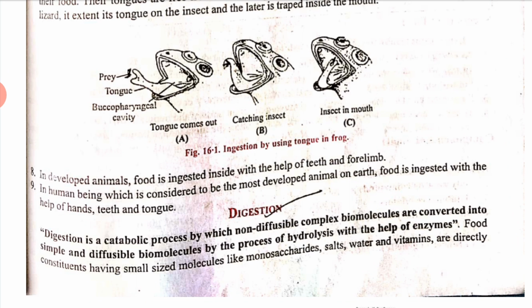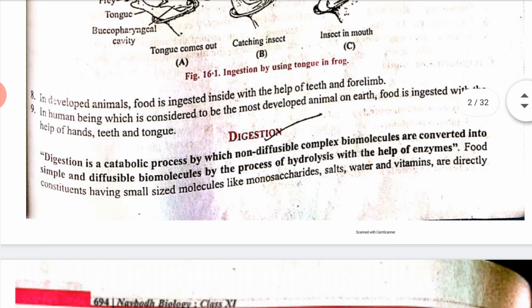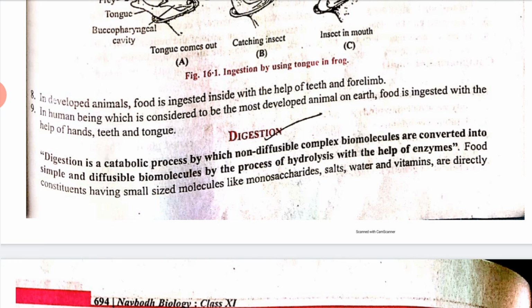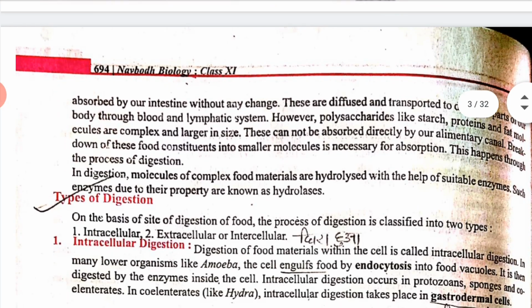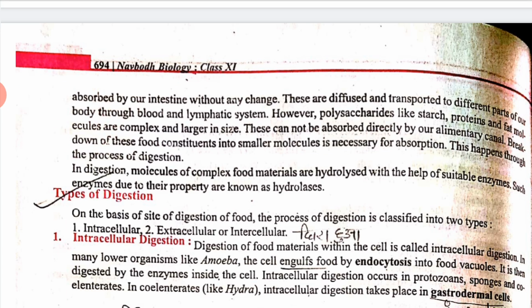After ingestion, next is digestion. Digestion is a catabolic process by which non-diffusible complex biomolecules are converted into simple and diffusible biomolecules by the process of hydrolysis with the help of enzymes. In digestion, molecules of complex food material are hydrolyzed with the help of suitable enzymes, and such enzymes, due to their property, are known as hydrolases.